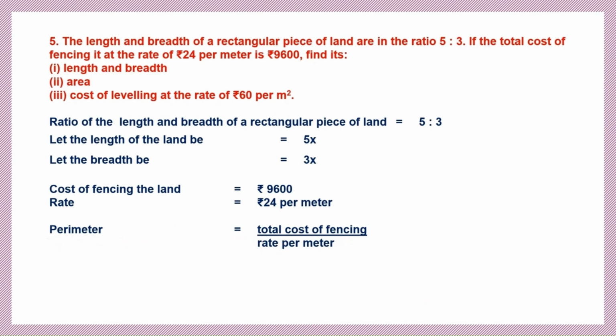So to find perimeter, total cost of fencing is 9,600 rupees divided by the rate per meter, which is 24 rupees. This is 24 rupees per meter. So we're going to divide 9,600 by 24 to find the perimeter. So when you divide this, you get 400. So the perimeter is now 400 meters. Perimeter is 400 meters. Now that we have found the perimeter, we can find the length and the breadth by using the formula. So let's do that.